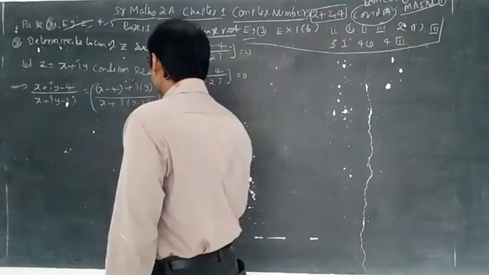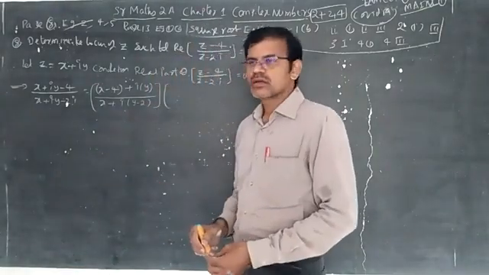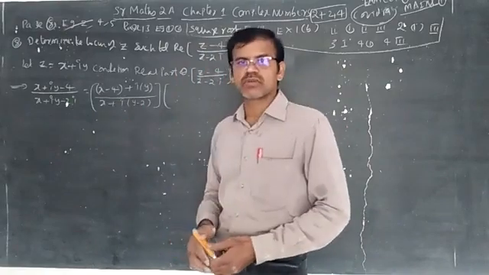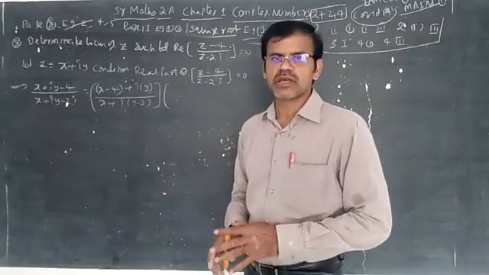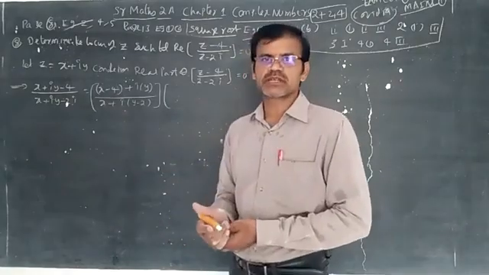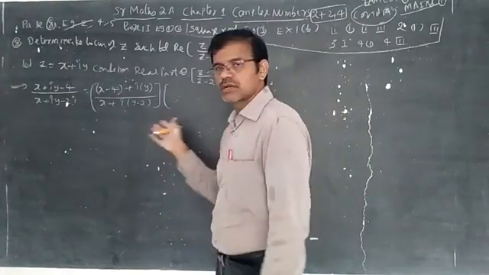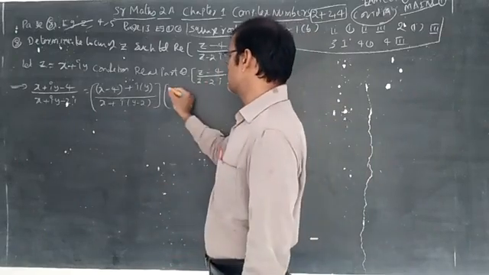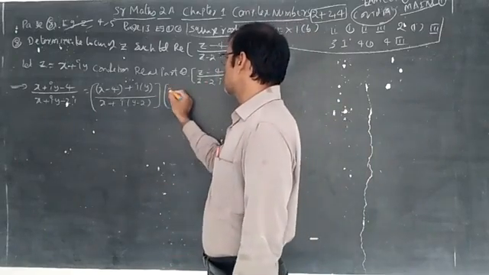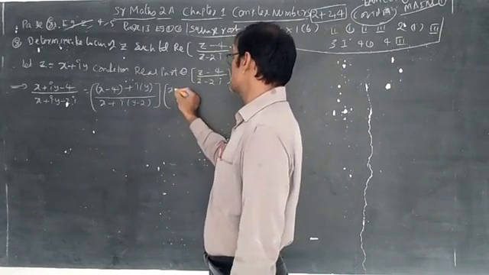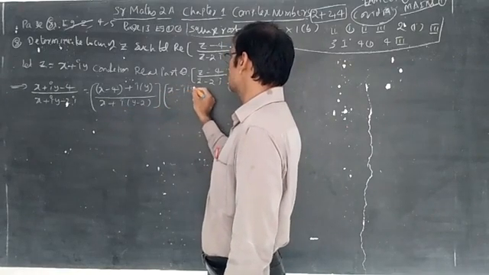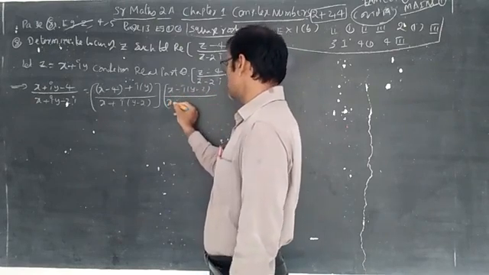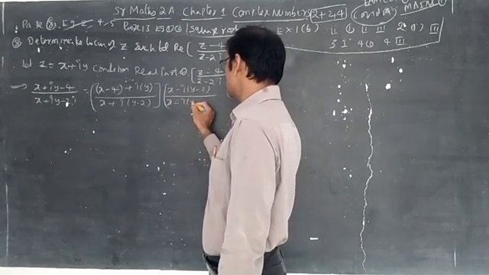Now, to eliminate the complex number in the denominator, you need to multiply with the conjugate complex number of the denominator. No need to write multiplying and dividing by the conjugate or rationalizing, directly you can do. What is the complex number of the denominator? x plus I into y minus 2. Now you can write x minus I into y minus 2, by x minus I into y minus 2.